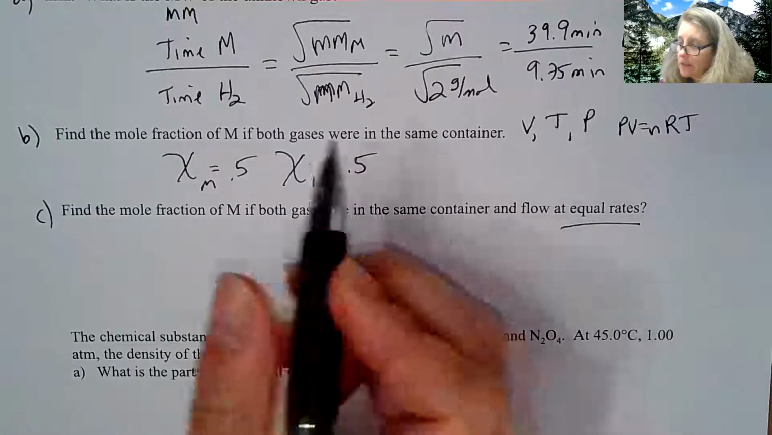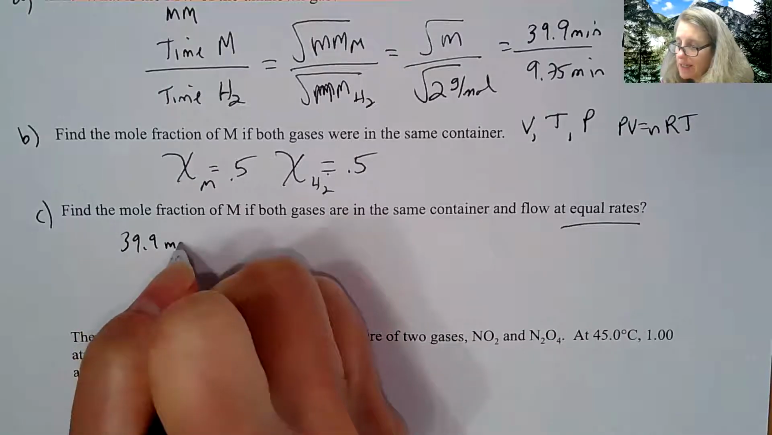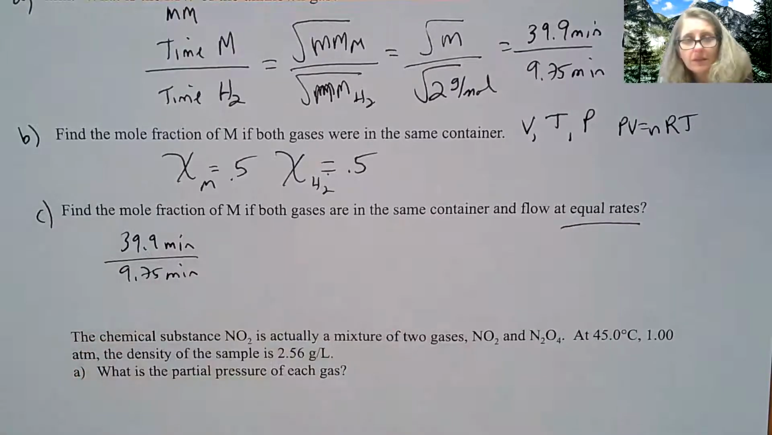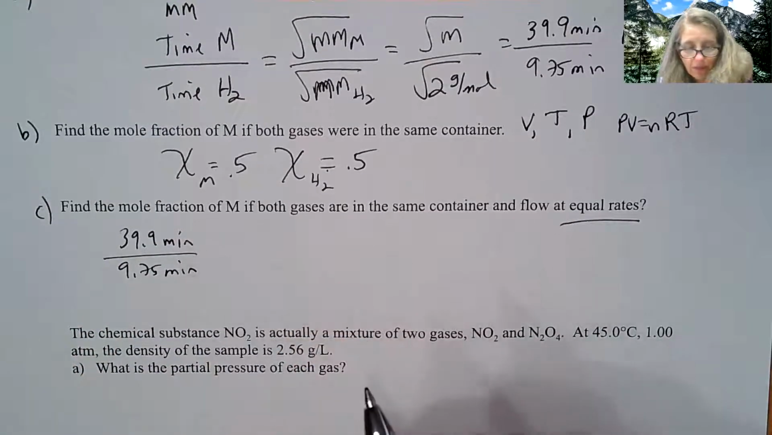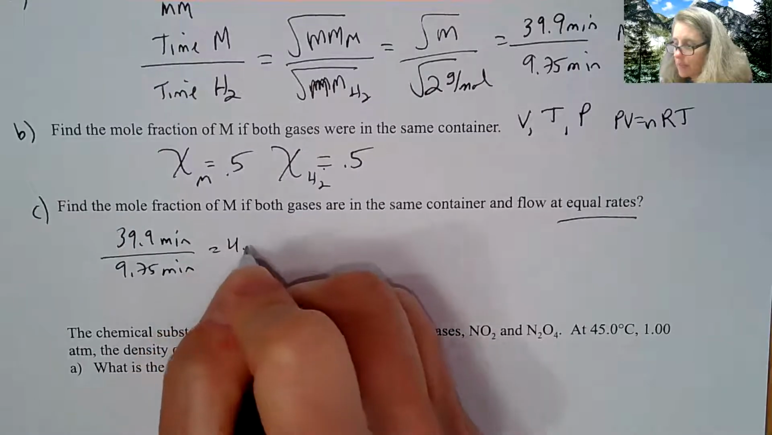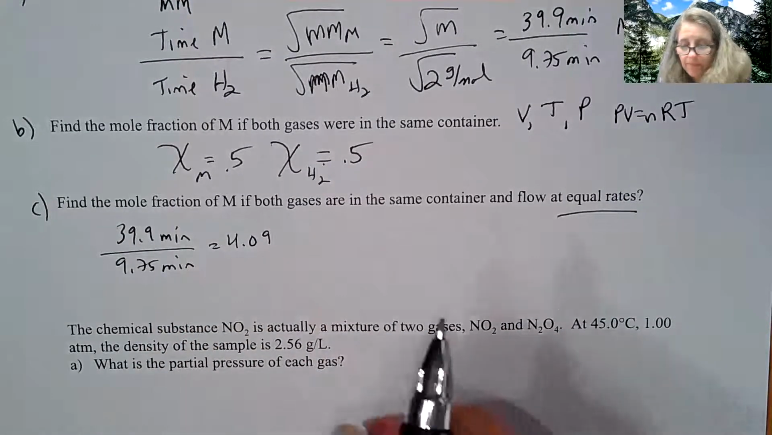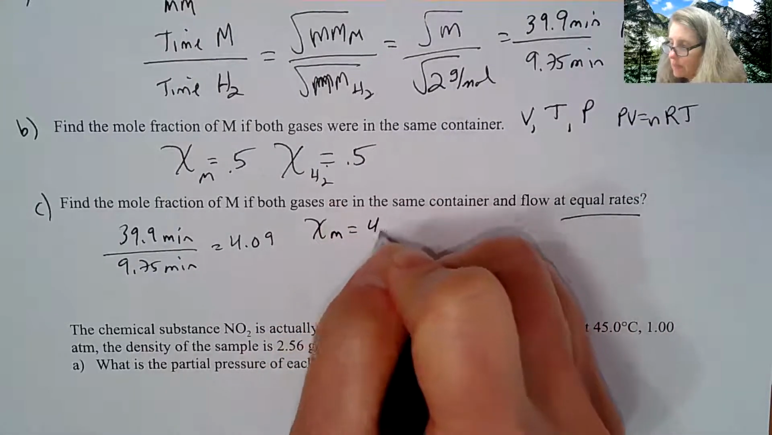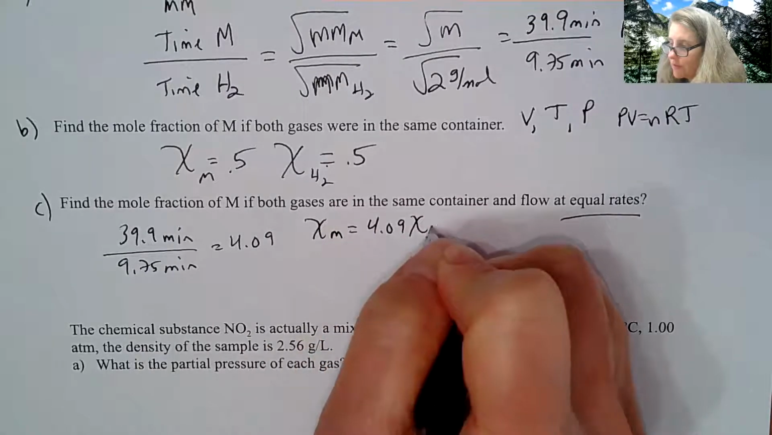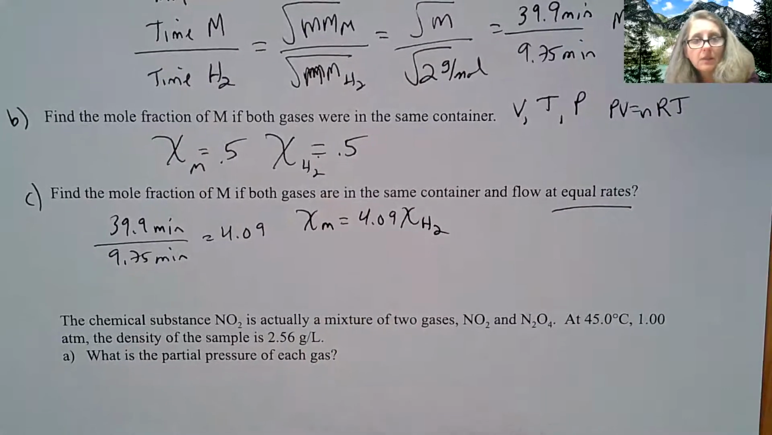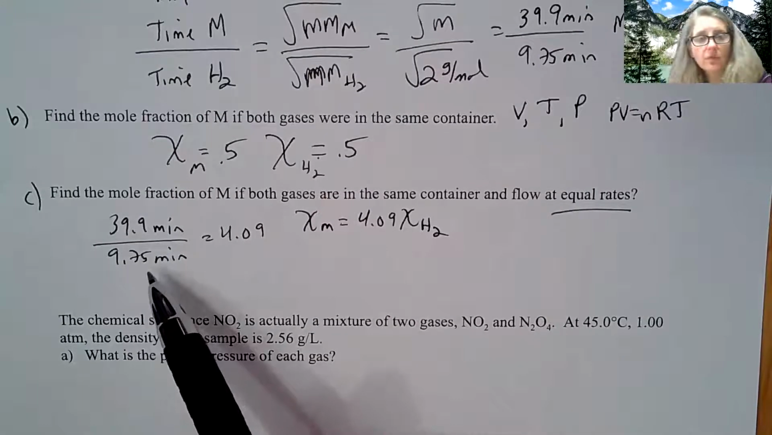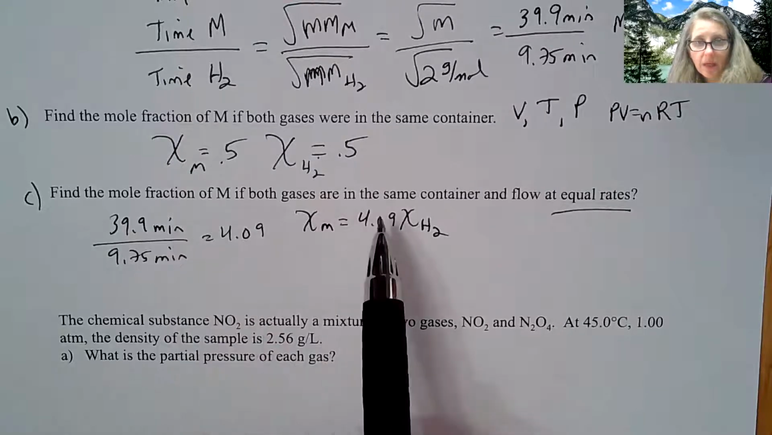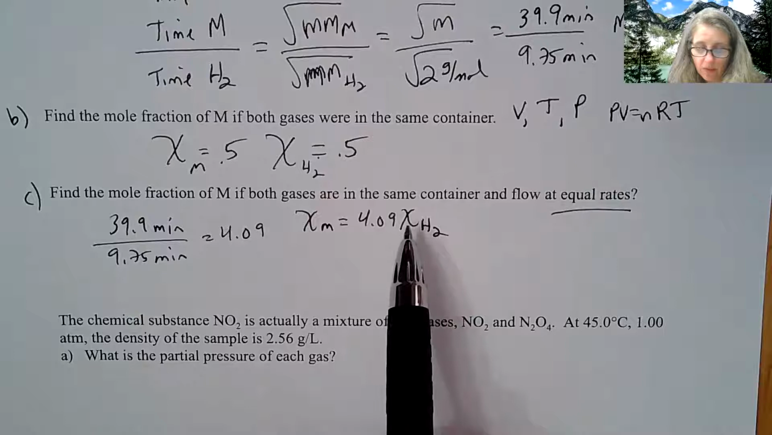So what I have is a relationship between the speed or the time it took to come out of the container. So I could take 39.9 minutes and divide it by 9.75 minutes, and I get a proportion of about 4.09. So I could say, okay, the mole fraction of M is going to be 4.09 times the mole fraction of hydrogen, because hydrogen flows so much faster, I need to slow that down and speed this up. So that's why I'm going to multiply that by 4.09.